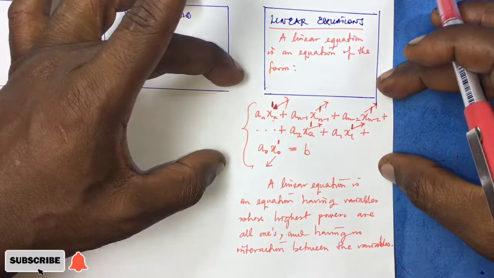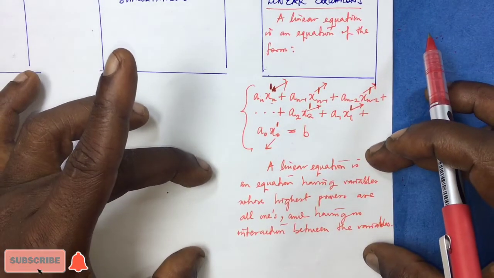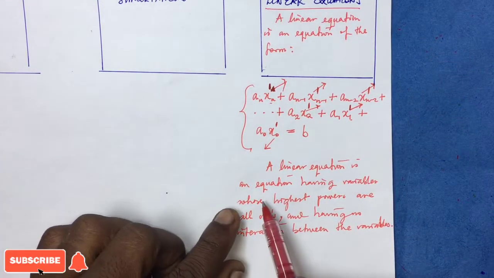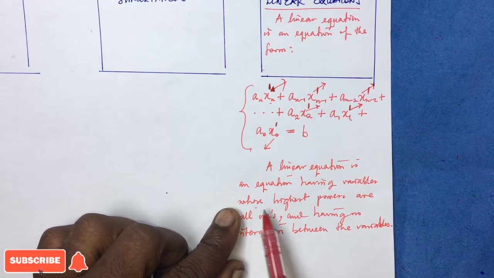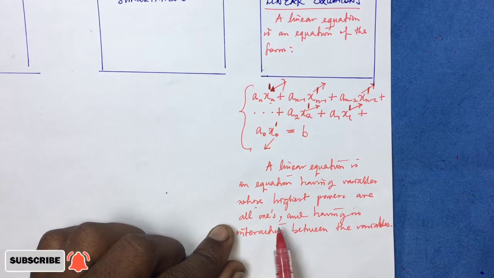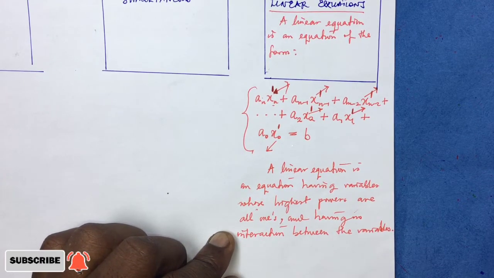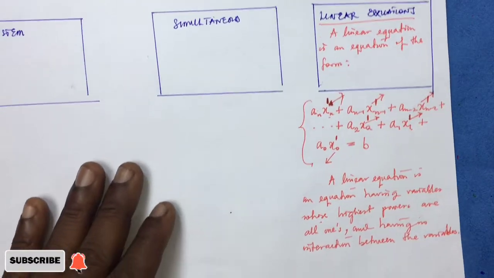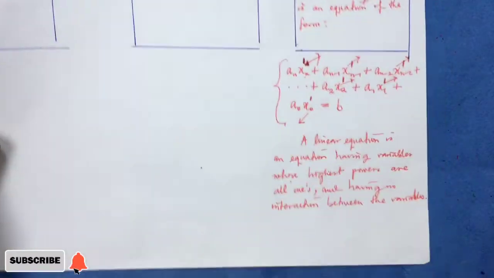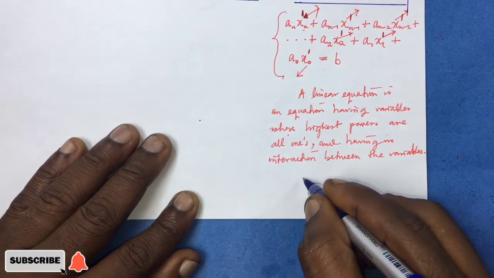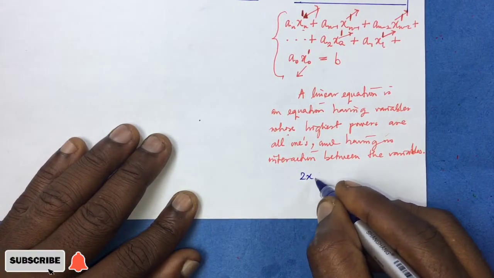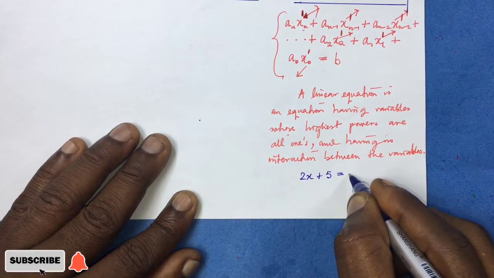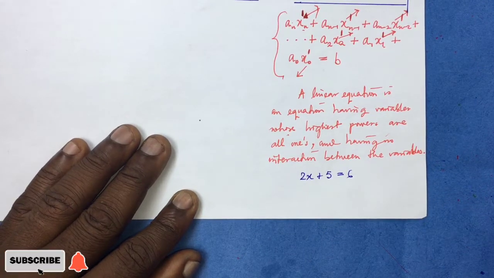So that is what a linear equation is. If you don't want to put it in this form, then you can put it verbally as: a linear equation is an equation having variables whose highest powers are all ones and having no interaction between the variables. Good. That being said, let us see examples of linear equations. So this can make a linear equation: 2x plus 5 equals 6.